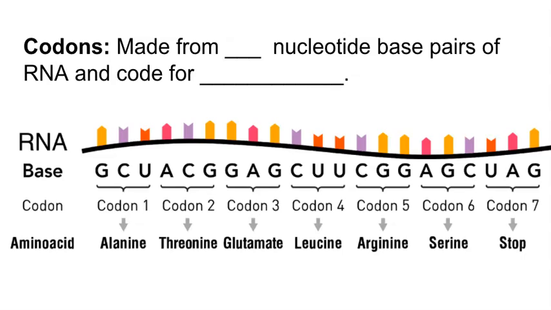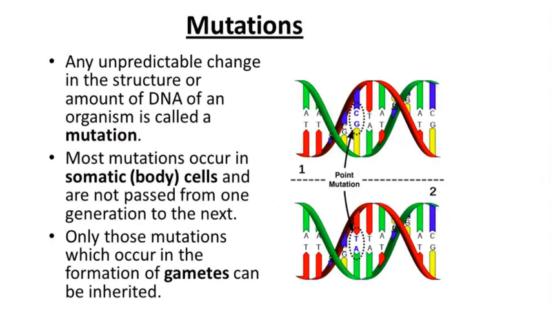Now, as I said before, today we're focusing on mutations. So hopefully there are some things that you remember about mutations. You might remember from our previous classes that mutations are any unpredictable change in the structure or amount of DNA in an organism. Something that you might not already know is that most mutations do occur in your normal body cells. Okay, so they're not really going to be passed from one generation to the next.